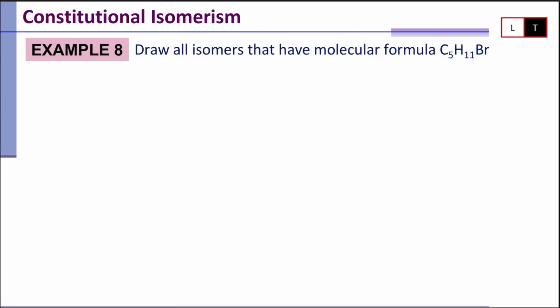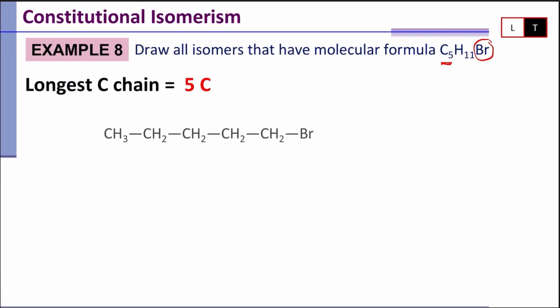You have to draw all isomers that have the molecular formula C5H11Br. So, kalau lihat dekat sini, the longest carbon chain adalah 5 carbon. So, I'm going to start, detect first your functional group. Saya ada halogen. So, berhati-hati kalau ada functional group. So, halogen ni kita akan letak dekat first carbon with the longest carbon chain first. Kita ada 5 carbon chain dan dia akan berada dekat first carbon.